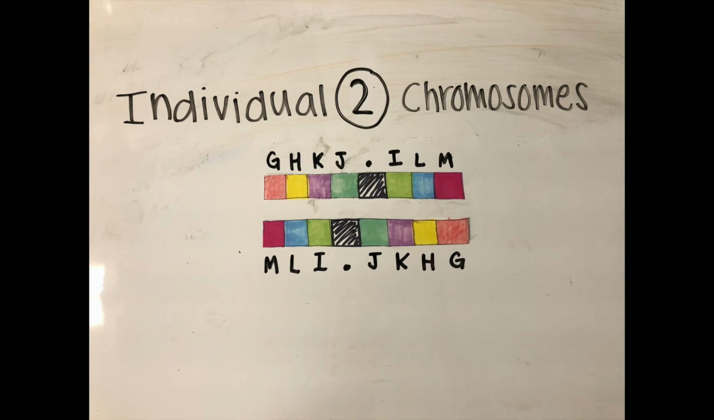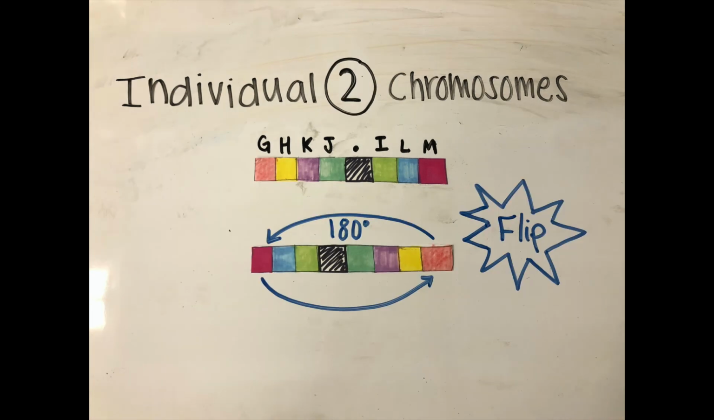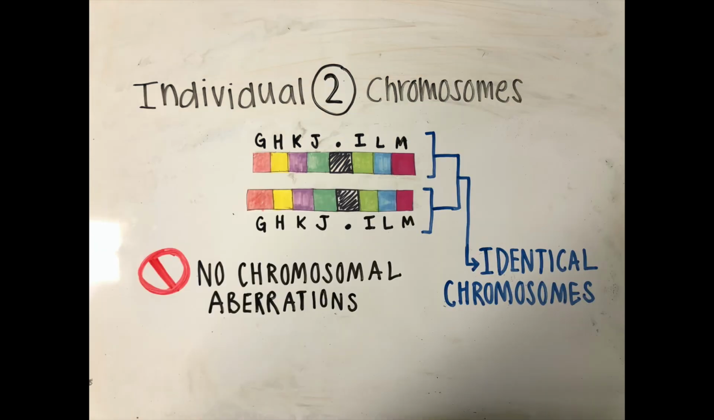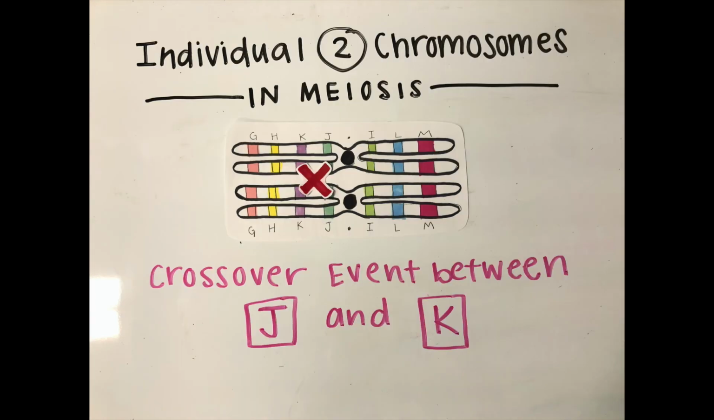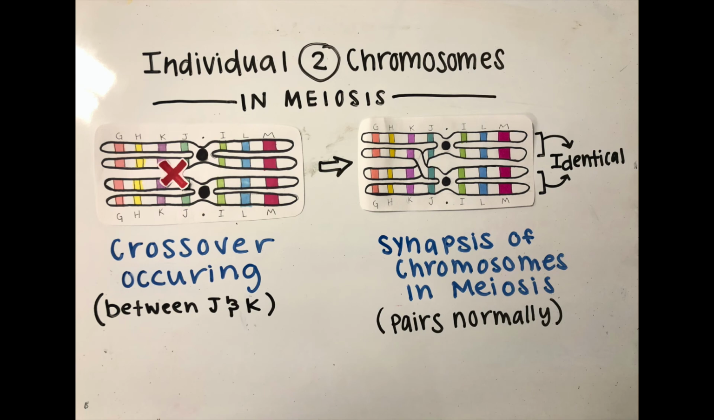Going back to individual number 2's chromosomes, we will once again flip the bottom chromosome so that both of the chromosomes' ends match. After flipping, we can now see that the two chromosomes are identical and do not have any chromosomal aberrations. Let's go ahead and look at the crossover in individual 2's chromosomes during meiosis. The red X represents the location of the crossover. Because the two chromosomes are identical, the synapsis of the chromosomes will pair normally.